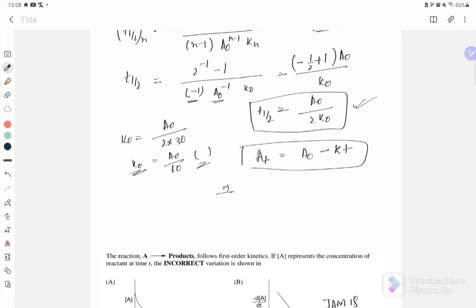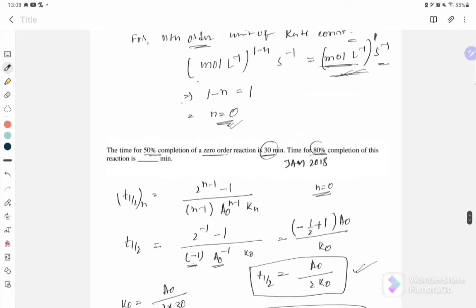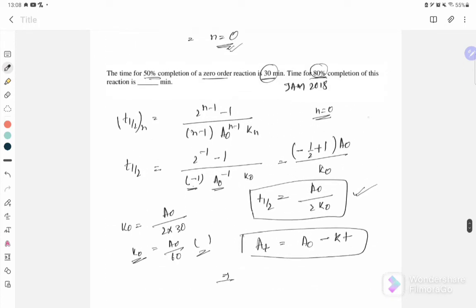So At means 80% completed. 80% completed means 20% is remaining, and At is the concentration of A at time t. Completed is 80%, so 20% of a0 is remaining, so that is 0.2 a0.